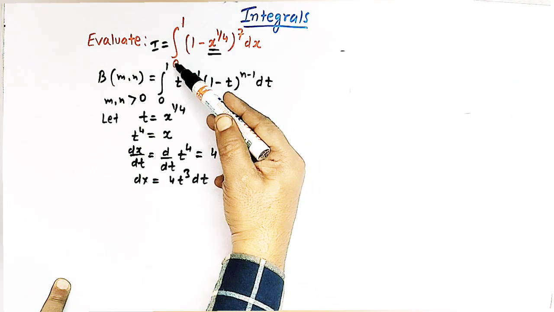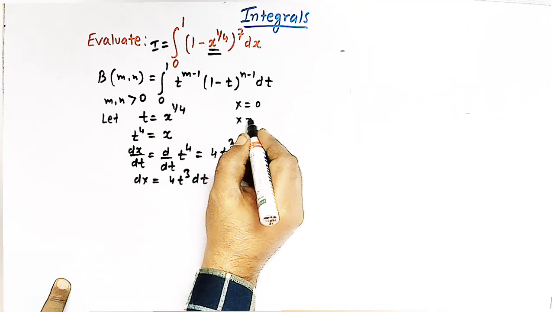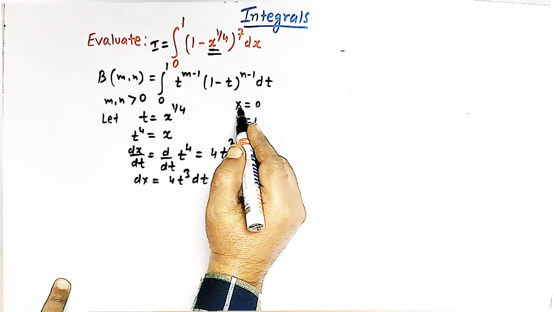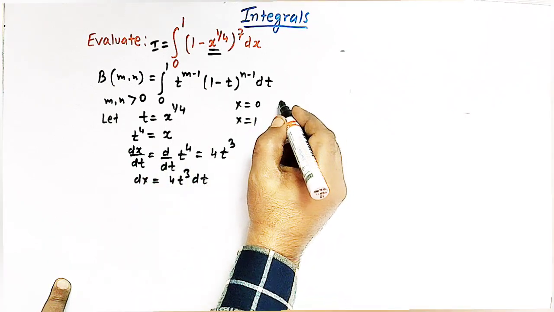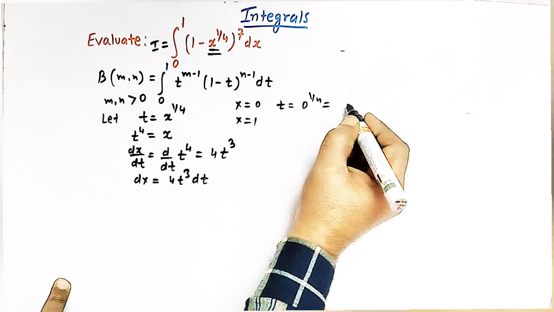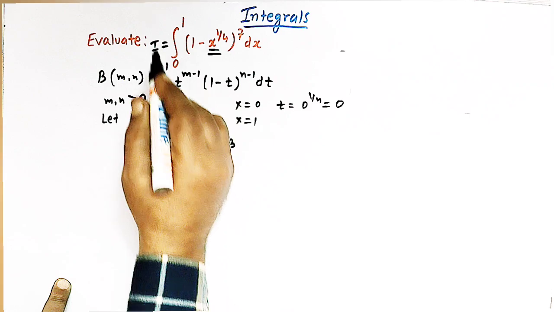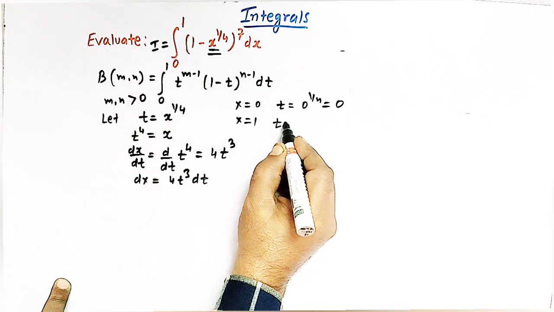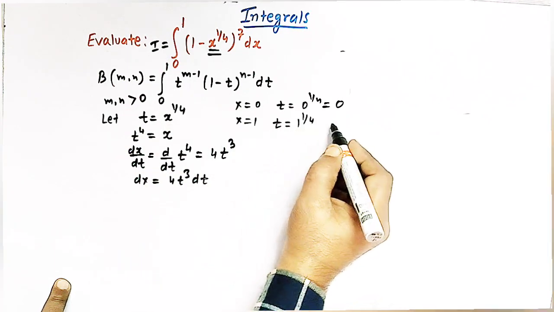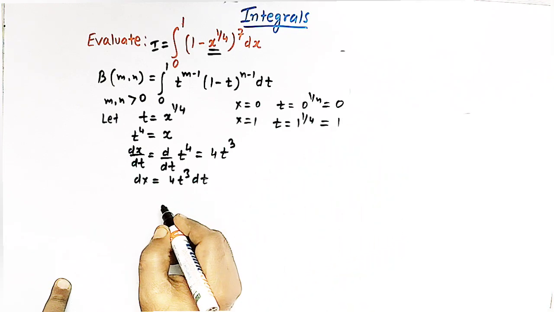Now here the limits of integration vary from x is equal to 0 to x is equal to 1. So when x is equal to 0, then the value of t is 0^(1/4), that is simply 0. And when x is 1, then the value of t is 1^(1/4), that is equal to 1, right?